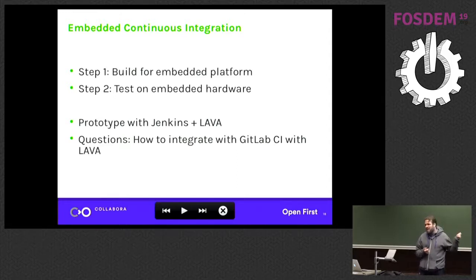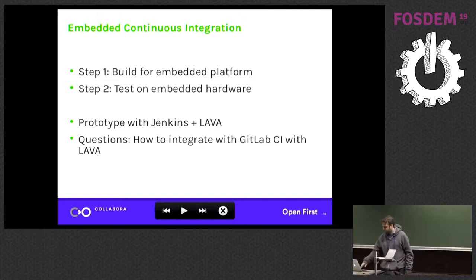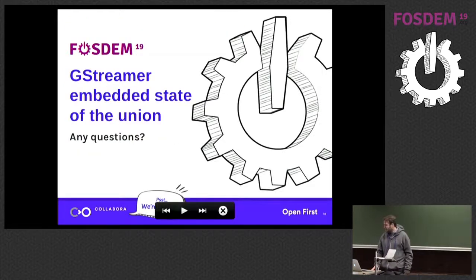We have a vague plan on how to integrate GitLab CI with Lava, but I don't know if anyone else has already done it, so we actually have to see if it works. To use the GitLab CI APIs to drive Lava and have all the details together. So this is basically what I had to say.